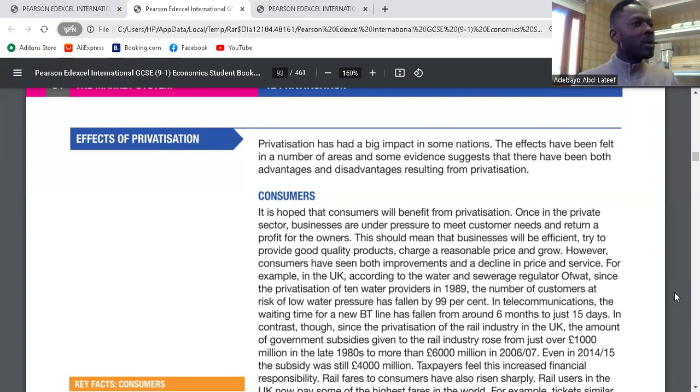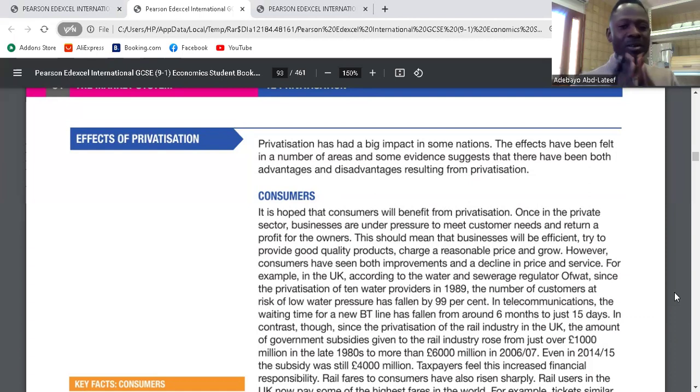Are you with me? When we talk about consumers, we're talking about the kingpin of any business. Those who buy what we produce. Okay, so let's read. It is hoped that consumers will benefit from privatization. Once in the private sector, businesses are under pressure to meet customer needs and return a profit for the owners. Nationalized businesses, government-owned businesses, do not need to satisfy customers. They produce goods and services for the well-being of the society, not just individual customers. So if you are thinking about personalized services, we are thinking about wants, you won't get it from government. Do you get the point here?